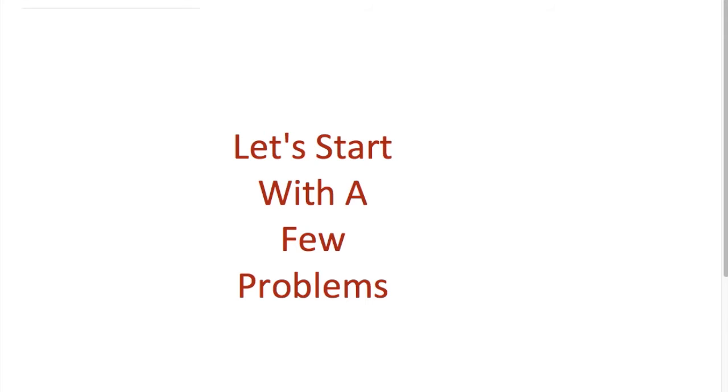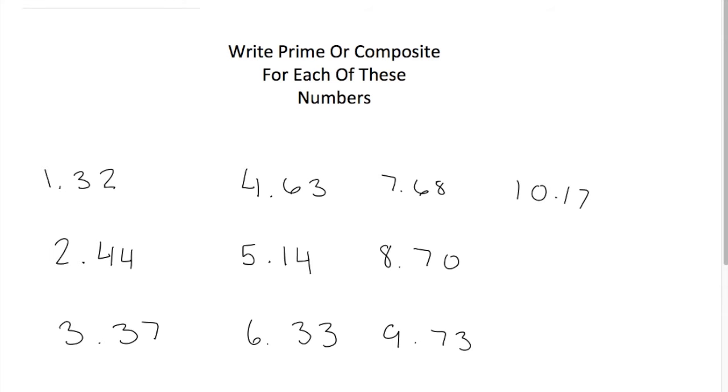Let's start with a few problems. Write prime or composite for each of these numbers. Okay, so first one, 32. And now, what I always suggest when you're trying to solve problems, look at the ones place. If the number in the ones place is even, most likely it'll be composite. If it's not even, then most likely it is a prime number.